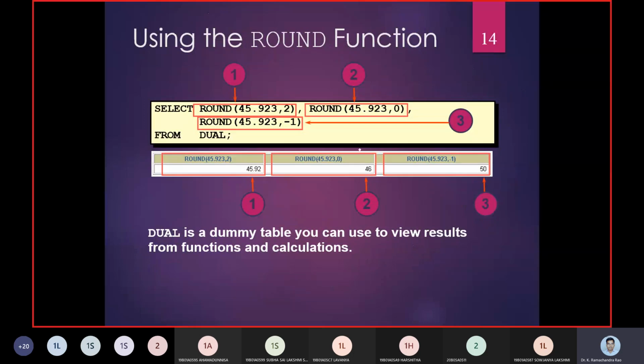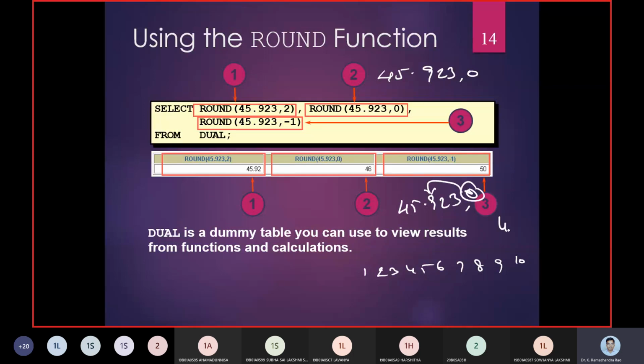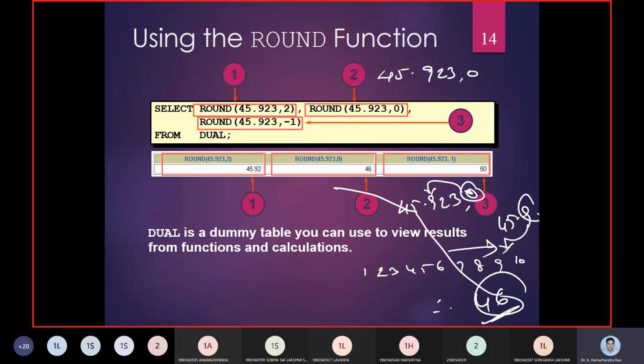So there is an interesting aspect. What is 45.923 doing with 0? Again, 1, 2, 3, 4, 5, 6, 7, 8, 9, and 10. 45.923 comma 0 is taking up this position, that is 45.9. So 9 is towards the right hand side, therefore the value was 46. So this 46 we are going to put into this value.